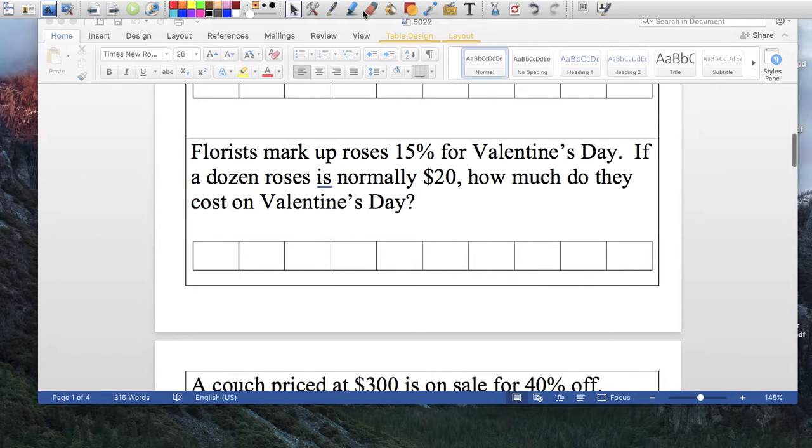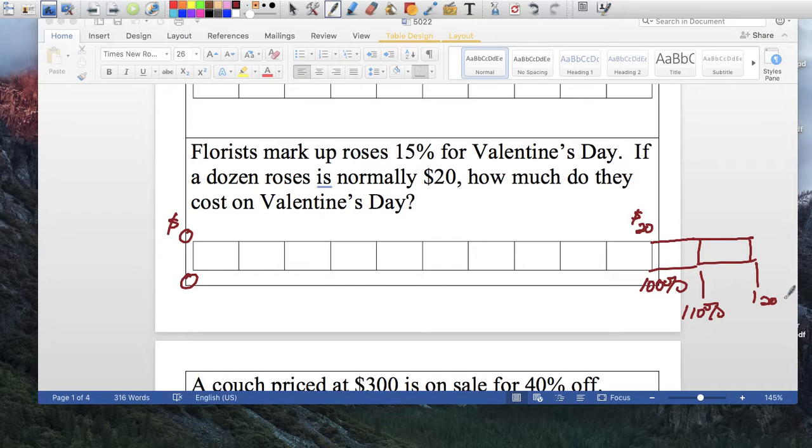A florist marks up roses by 15%, so it's going to go up by 15%. So let's just do our initial. This is 0, 100%, $0, and this is $20. But it's going to go up by 15%. 15% is going to be past 110, so I'm just going to make this 110. We can add a second box and make it 120%. But if we shade, which I've been forgetting to do, we're going to pay 100% of our value, then 110, and then half of that, which I'll write at the bottom, which is 115%.